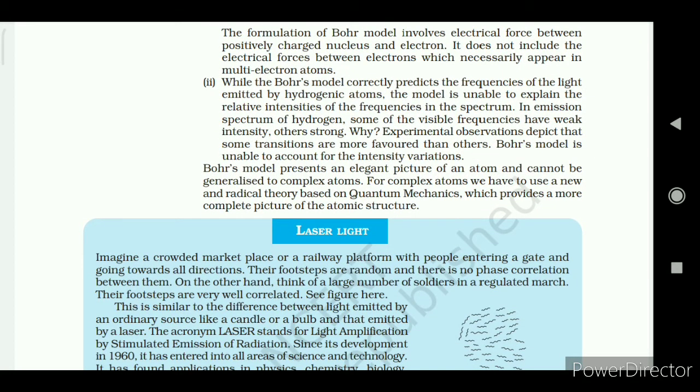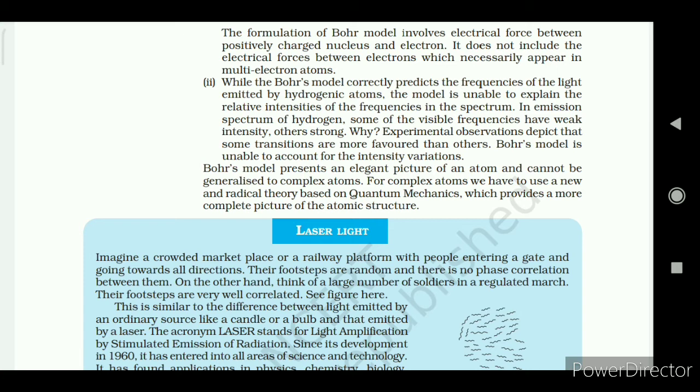Summary. Number 1. An atom as a whole is electrically neutral and therefore contains equal amounts of positive and negative charges. Number 2. In Thomson's model, an atom is a spherical cloud of positive charges with electrons embedded in it. Number 3. In Rutherford's model, most of the mass of the atom and all its positive charge are concentrated in a tiny nucleus and the electrons revolve around it.